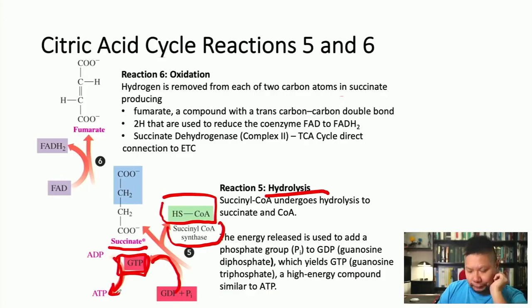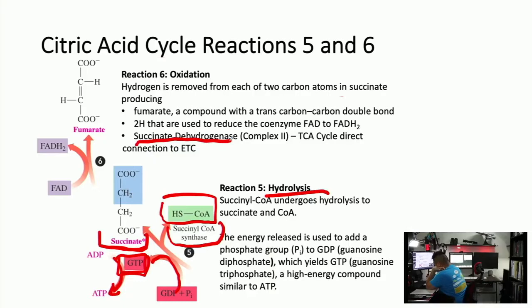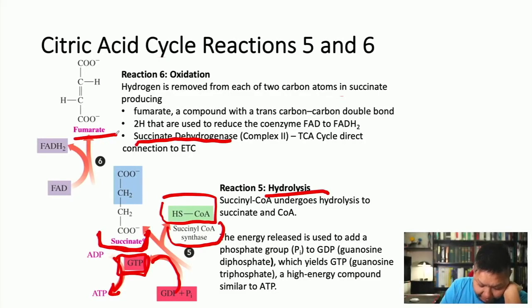Okay. The next enzyme at step 6 is succinate dehydrogenase. Just like the name says, succinate dehydrogenase comes in and oxidizes succinate, making it fumarate. The way it does it is that it uses FAD, the coenzyme FAD that we talked about before, turning it into FADH2.